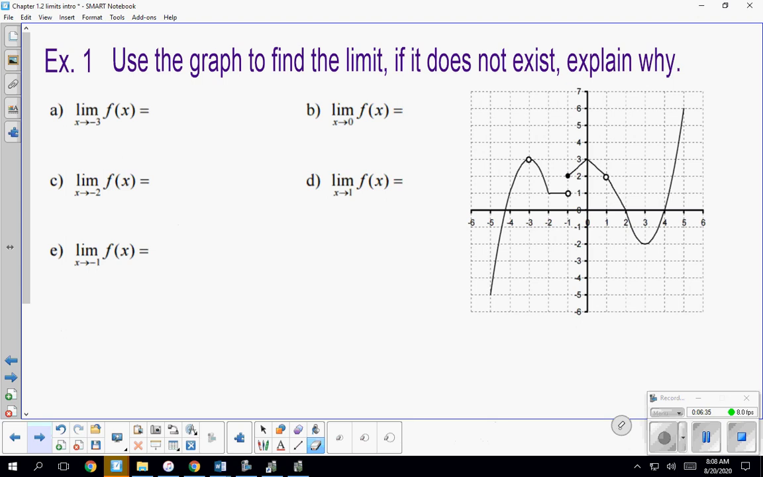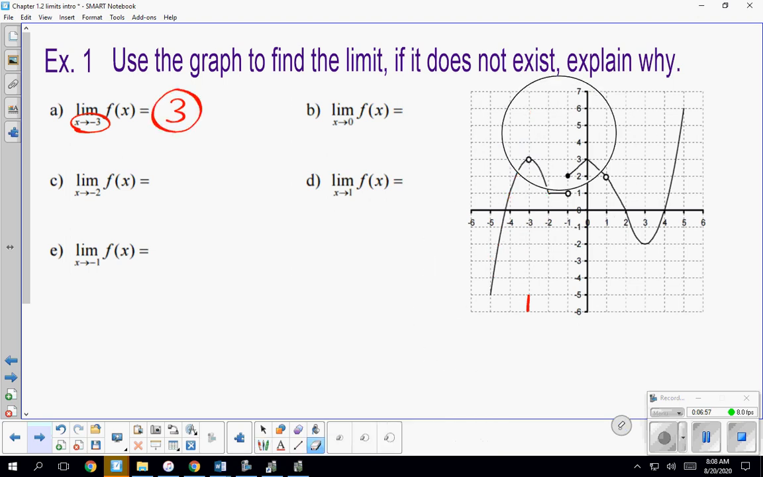So, for example A, it says, what happens as we get really, really close to -3? -3 is here. I do not care that there's an open circle there. That means nothing. I just want to get really close. From the left, I get really close to 3. From the right, I also get really close to 3. So 3 is my limit.